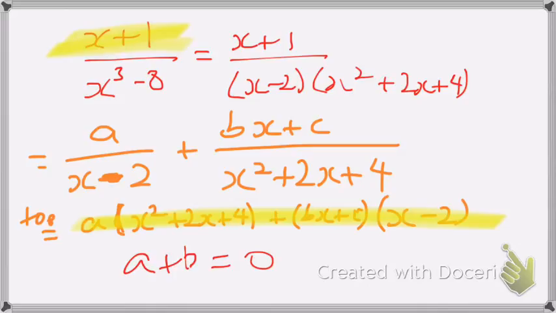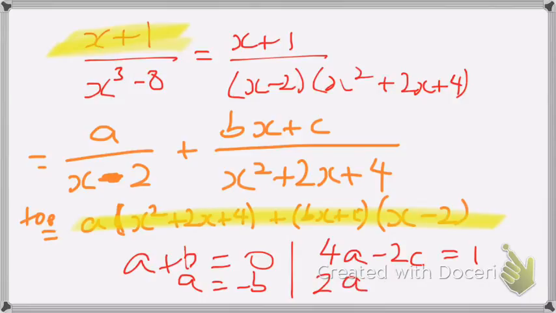Sorry for that distraction. So that means that a equals minus b, and I know I'm skipping some algebra, but we're good enough to be able to do this. So now the coefficient of the constant, I think I just said, is 4a minus 2c, and that must equal 1. And the coefficient of x is 2a plus c minus 2b, which must equal 1 as well.